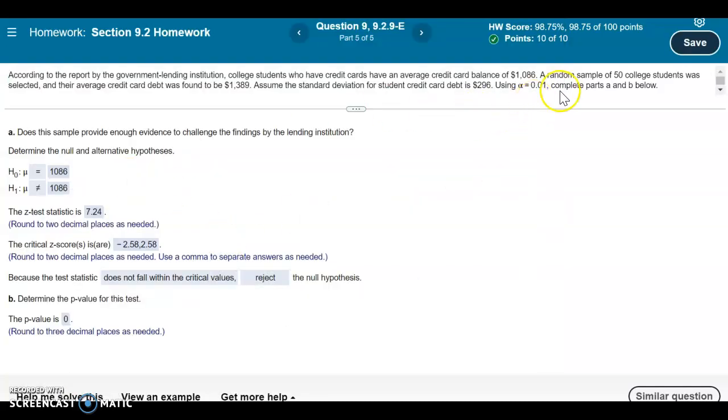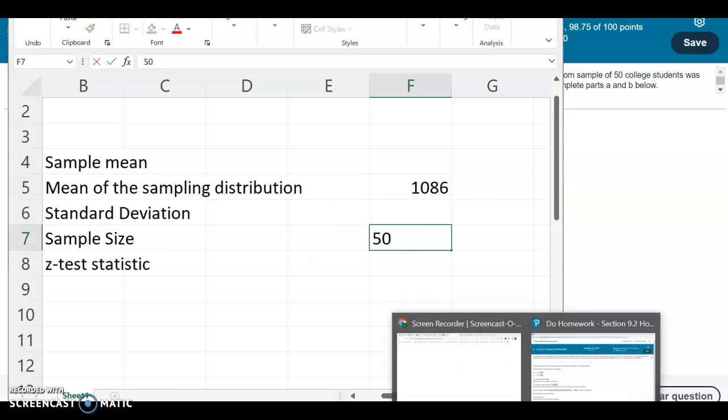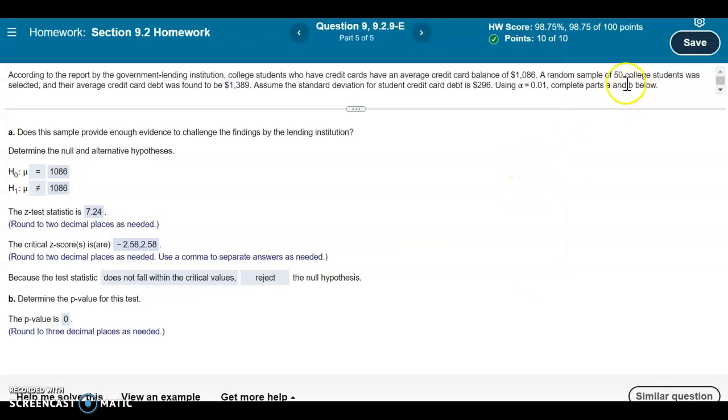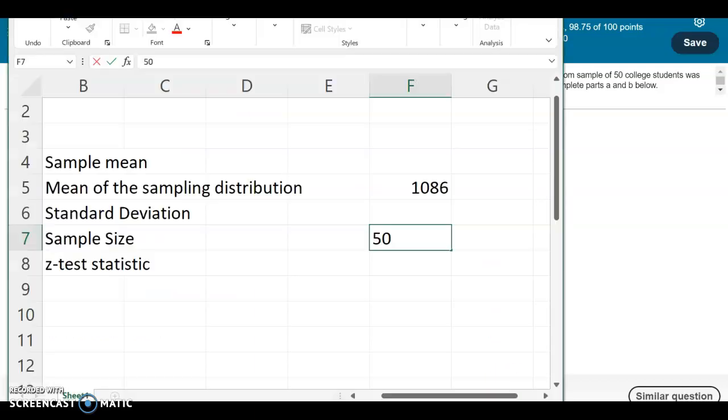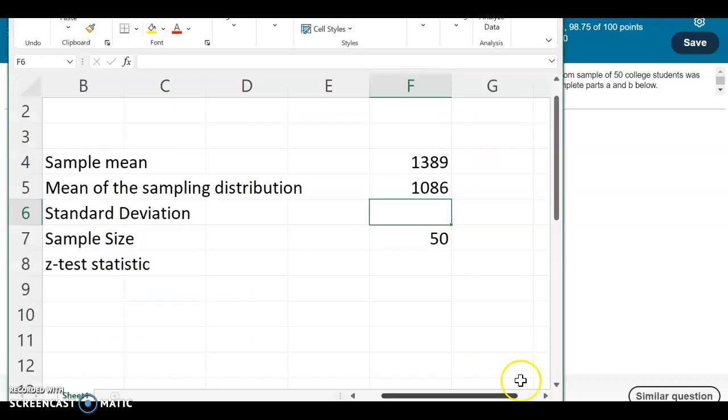Then a random sample of 50 college students. So N is 50, so your sample size is 50. And the average credit card debt was found to be $1,389. That is your sample mean. And then let's see what your standard deviation is. Your standard deviation here is $296. So 296 is your standard deviation.